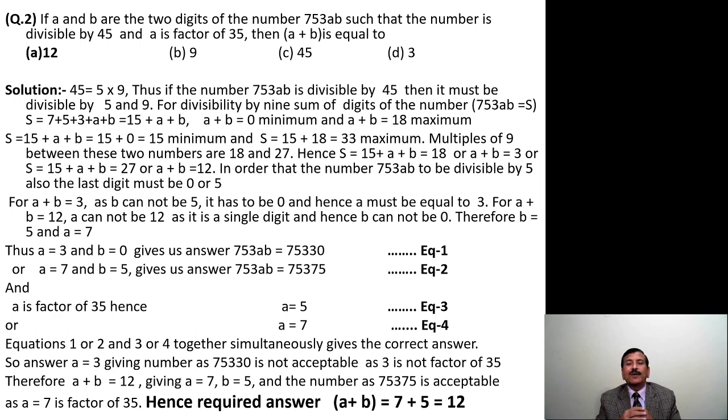Using these, we construct the equations and then we solve them, and hence we get the answer, because another condition is there that A is a factor of 35. So we get two values of A, one is 3, the other is 7. As 3 is not a factor of 35, A is equal to 7, 7 is a factor of 35, and hence the answer will be 12.